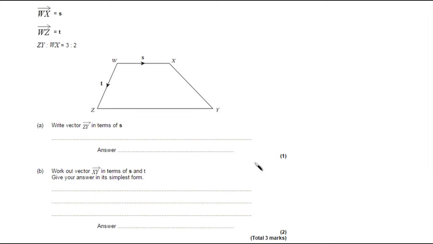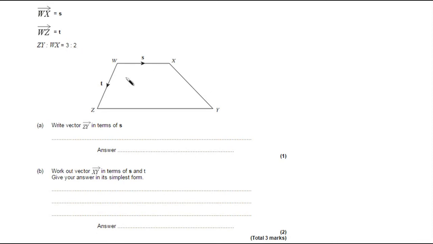Let's first of all have a look at the question. So we've got some information up here which includes two vectors given in the two types of notation that are common in this kind of question. So we've got WX, and that's given the symbol S, but it's a bold S, so that's also a vector. So WX equals the vector S, and WZ equals the vector T. We're also told that ZY to WX equals 3 to 2.